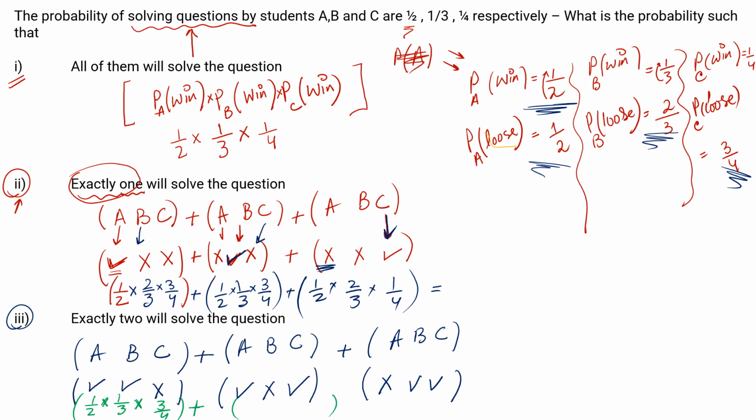So the winning by A is 1 by 2, losing by B is 2 by 3, and winning by C is 1 by 4. Now the last case: losing by A is 1 by 2, winning by B is 1 by 3 and winning by C is 1 by 4. So in this way you will see what your answer is, and that's it.